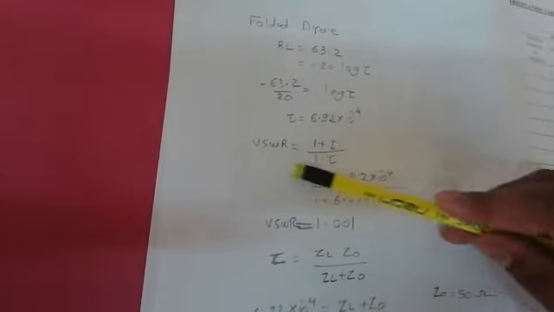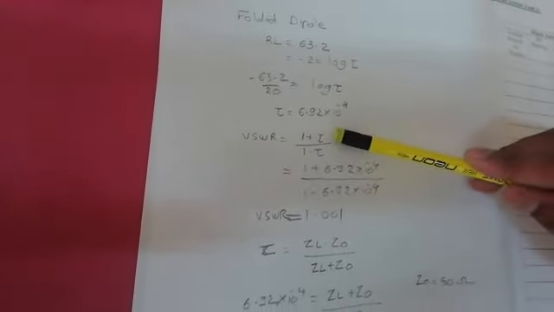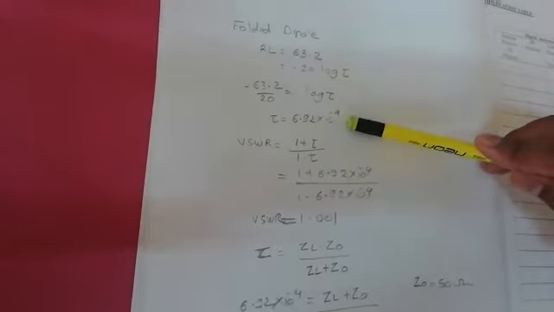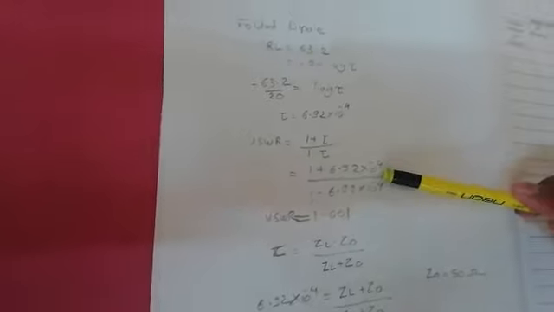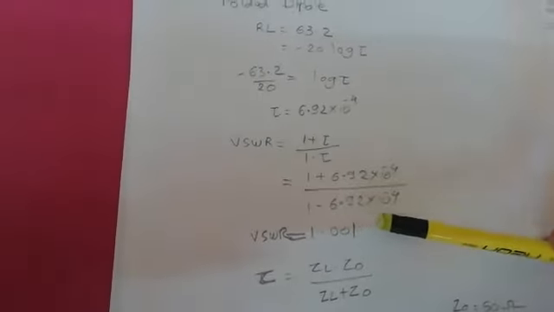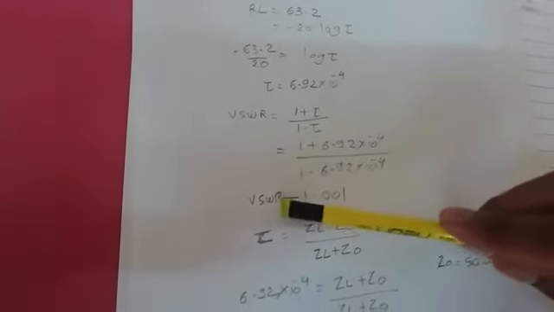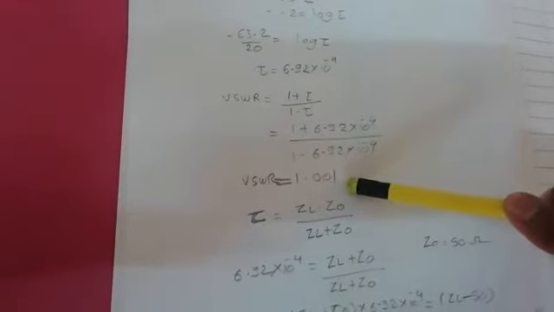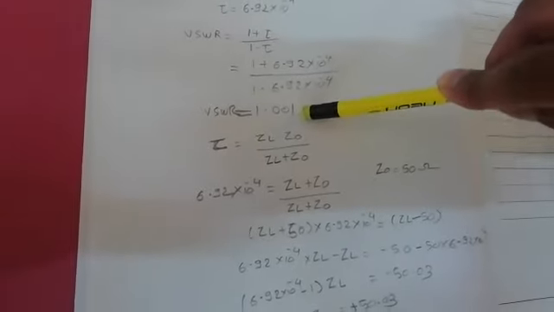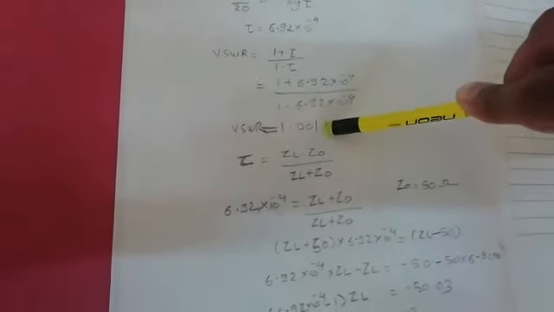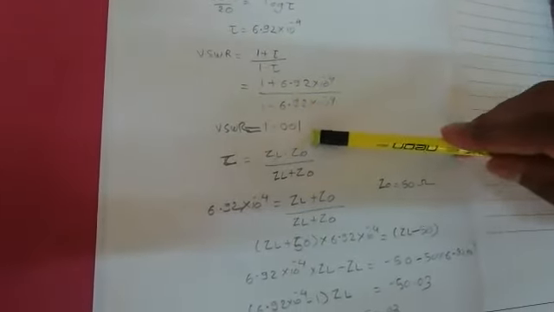VSWR is given by 1 plus gamma divided by 1 minus gamma. The gamma value is 6.92 into 10 raised to minus 4, so you put it here: 1 plus 6.92 into 10 raised to minus 4, divided by 1 minus 6.92 into 10 raised to minus 4. If you calculate this, you will get VSWR equals 1.001. As we know, the ideal value for VSWR is 1, so we are approximately getting a value of 1.